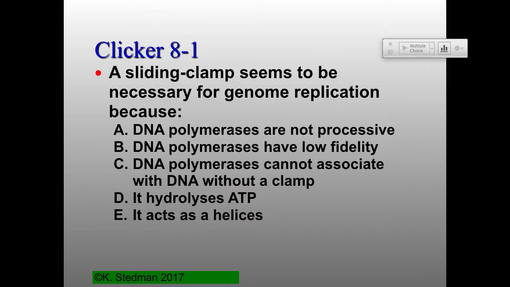So the sliding clamp seems to be necessary for genome replication because DNA polymerases are not processive, DNA polymerases have low fidelity, cannot associate with DNA without a clamp, hydrolyzes ATP, and it acts as a helicase. Oh, helicase. I hate autocorrect. That should be a helicase here.